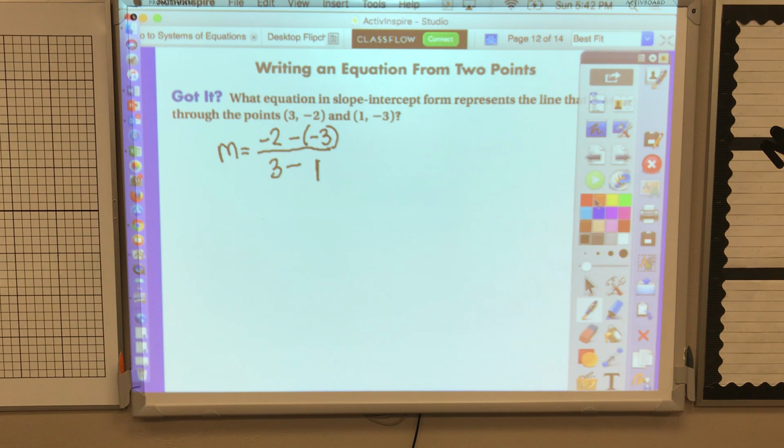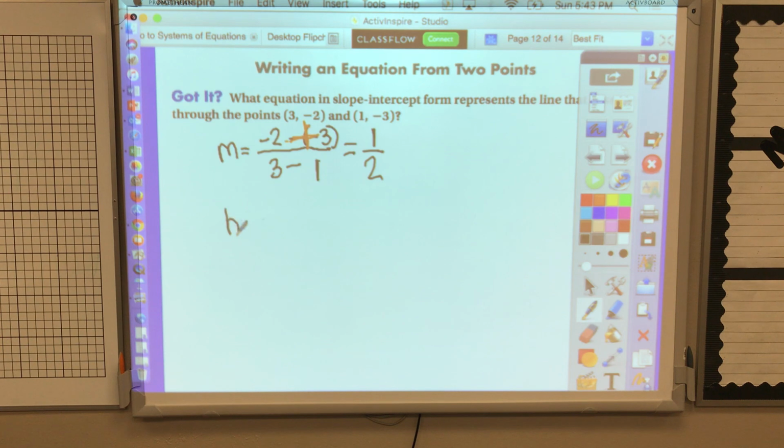Okay, and for this problem, I again have that minus a negative, which is really an addition problem. So -2 plus 3 is 1, and 3 minus 1 is 2, which gives me a slope of 1/2. Which doesn't simplify, so we're just going to leave it as it is. Then I need to find b.